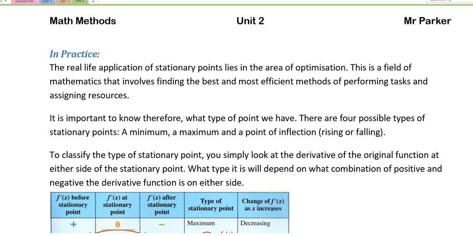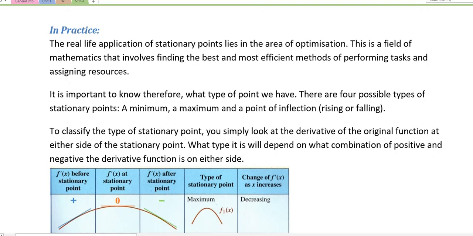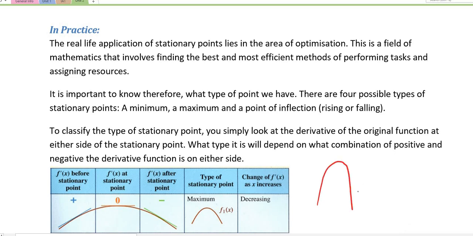So to classify the type of stationary point, we look at the derivative of the function, and then we look at it on either side as well. So guys, if I have a maximum, here it is. This is my function. This is f of x. Here's my stationary point, so that's where f dash of x equals 0. Before that, can you see that at every point to the left of that point, my slope is positive? Every point after it, negative.